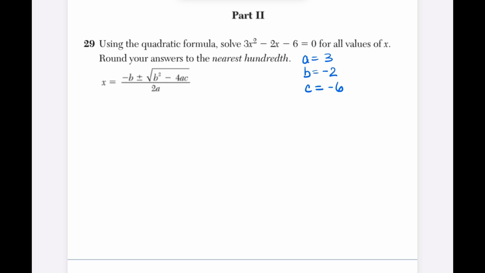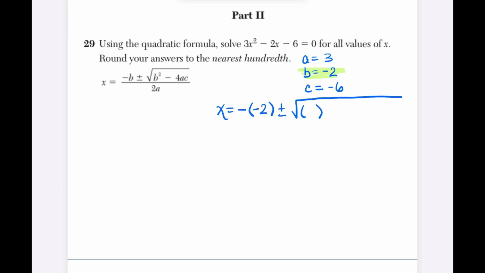Now that we know what a, b, and c are, we can go ahead and substitute them into our formula. So x equals negative b. So I have negative, and now I have to replace b with its value. Well, the value of b was negative 2. So now instead of writing b, I'm going to write negative 2. So I have negative 2 plus or minus the square root of b squared. Put that b in parentheses. I will explain why later. When in doubt, put it in parentheses, okay?